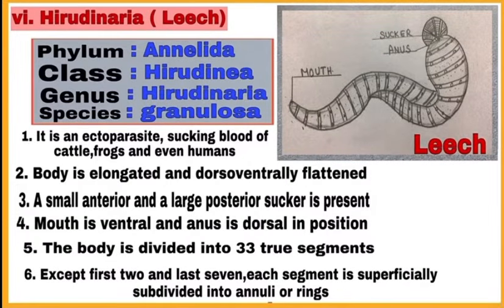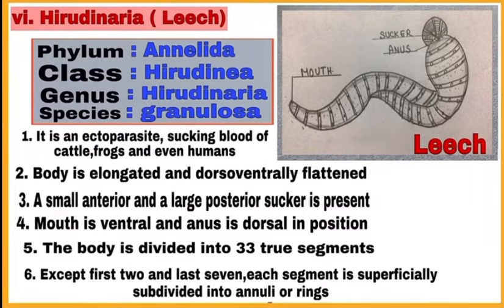Hirudinaria or leech, it belongs to phylum Annelida. It is an ectoparasite, sucking blood of cattle, frogs and even humans. The body is elongated and dorso-ventrally flattened. A small anterior and a large posterior sucker are present.